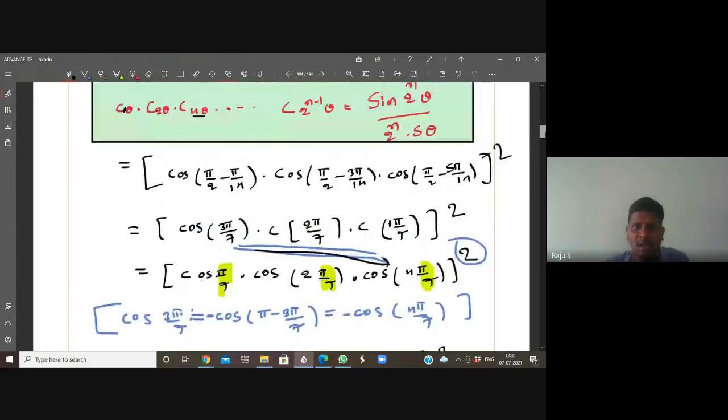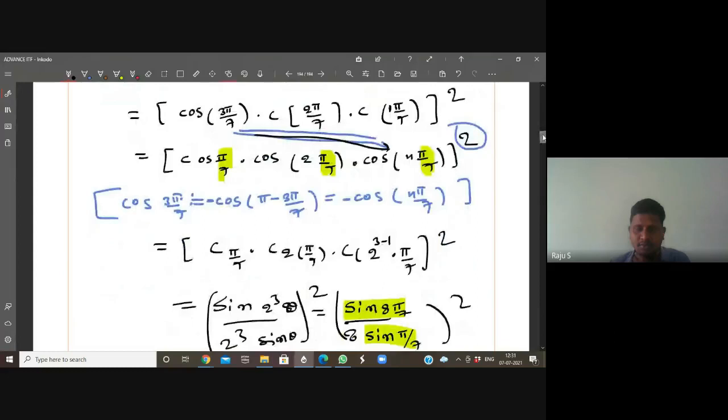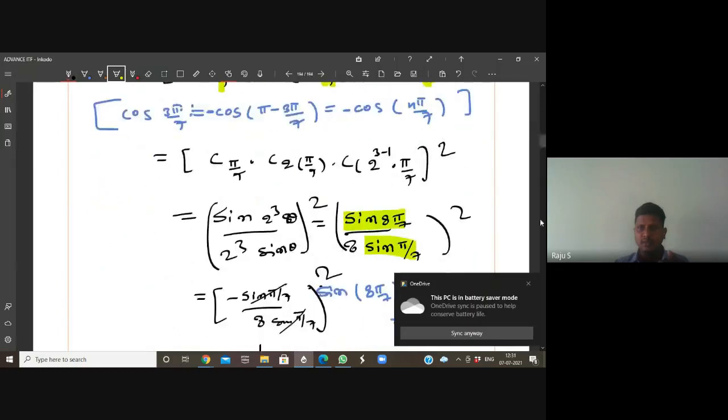Do you have any doubts here? Is that clear, students? If you want to note down, you can note down. Otherwise, I will share these notes in your class.